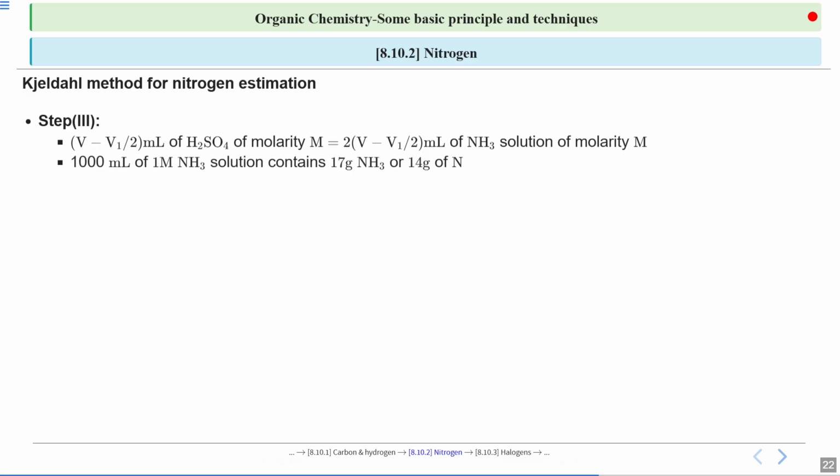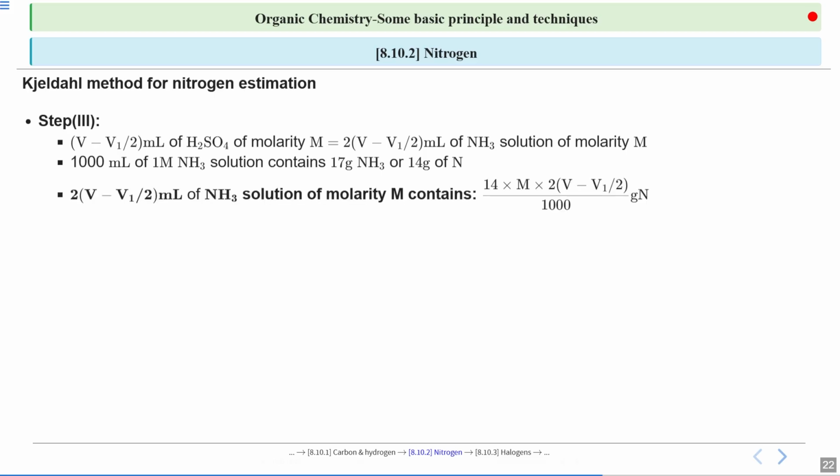Next, let us recall a standard fact. 1000 milliliters of 1 molar ammonia solution contains 17 gram of ammonia, which corresponds to 14 grams of nitrogen. Now using the previous information, we can calculate the amount of nitrogen in our sample. The formula shown tells us that 2 times (V minus V1 divided by 2) milliliters of ammonia solution of molarity M contains 14 times M times 2 times (V minus V1 divided by 2) divided by 1000 gram of nitrogen. So this is the overall formula.